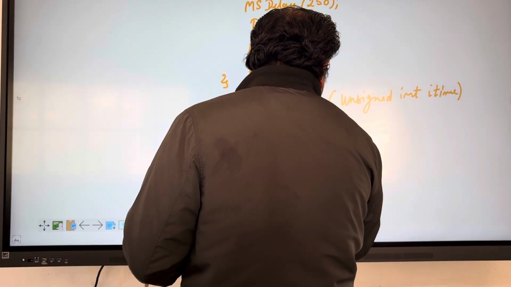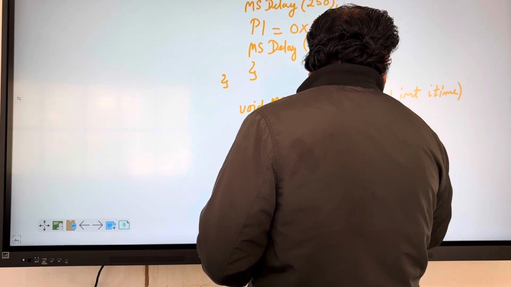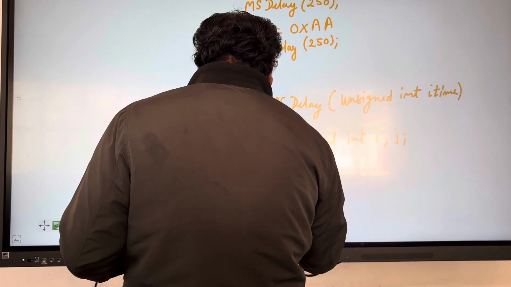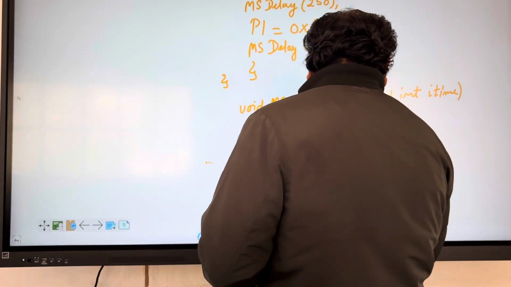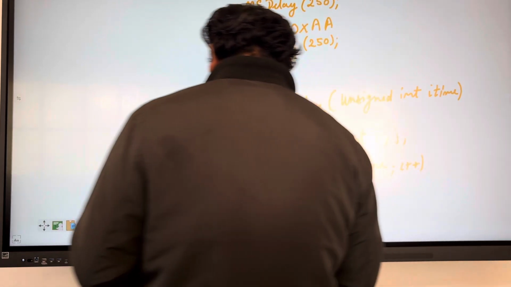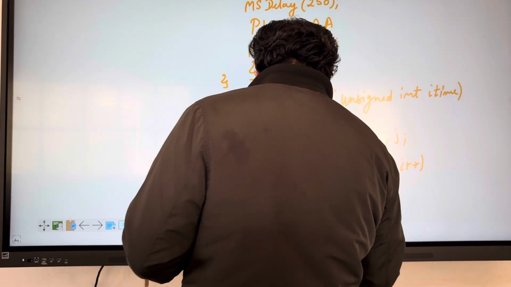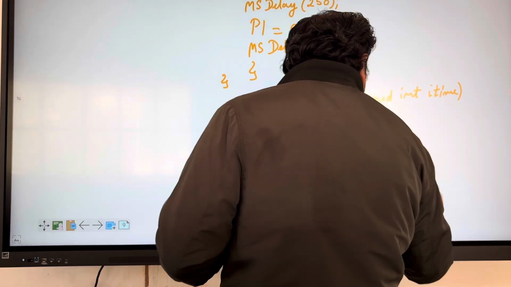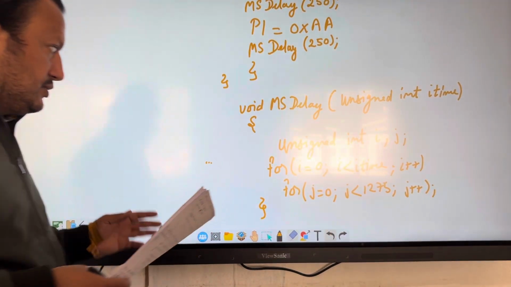Then you have unsigned integer i and j. So now you will have a for loop: for i is equal to 0, i is less than i time, i plus plus, and then you have for j is equal to 0, j is less than 1275, j plus plus. So that's it. So that's my program.